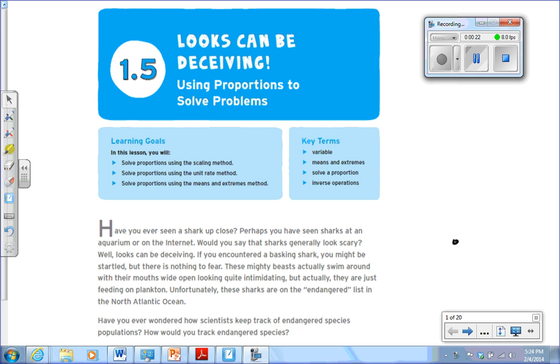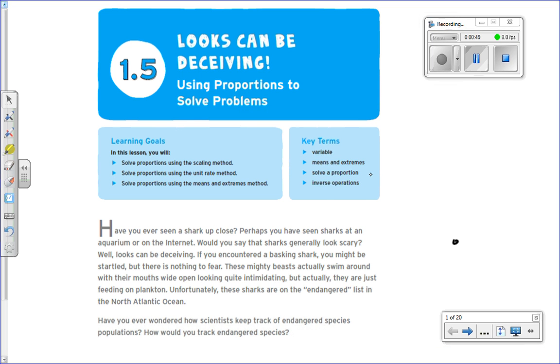Solve proportions using the unit rate method, so meaning scale down to that unit rate, and then that makes it easier to look at things with larger values. And then solving proportions using the means and extremes method. And basically, we will break that down, and essentially it is cross multiplication. So some of you are familiar with that, so it should be pretty easy for you.